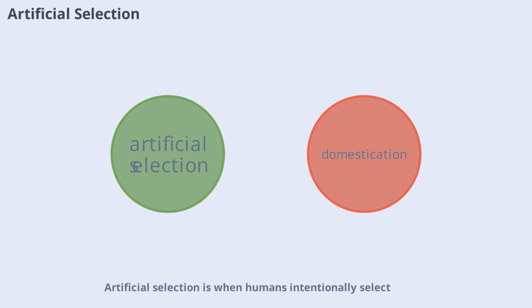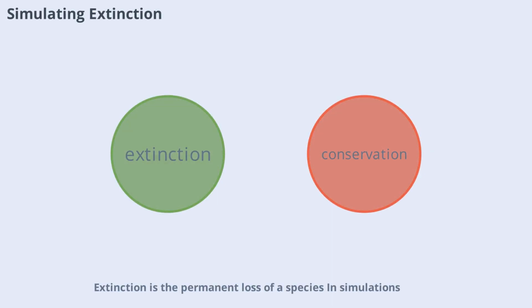Artificial selection is when humans intentionally select for certain traits in plants or animals. In simulations, this can be modeled by allowing users to choose which virtual organisms reproduce. This process mimics how humans have bred crops and domesticated animals for thousands of years, shaping their evolution to suit our needs.